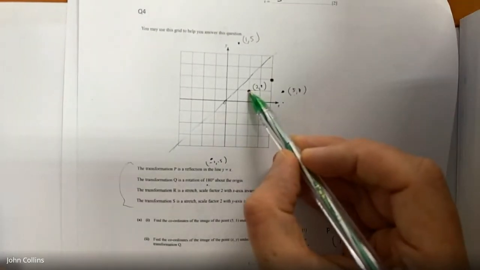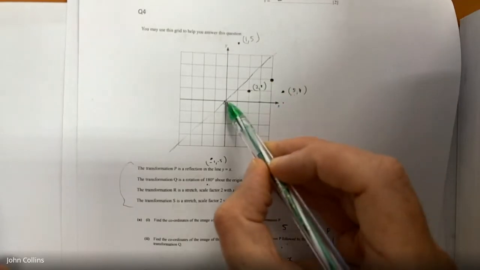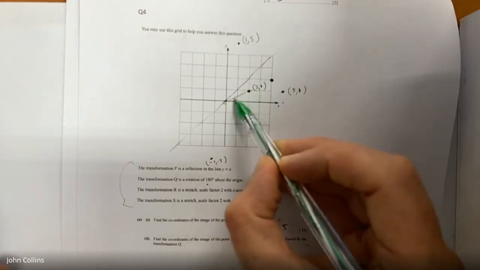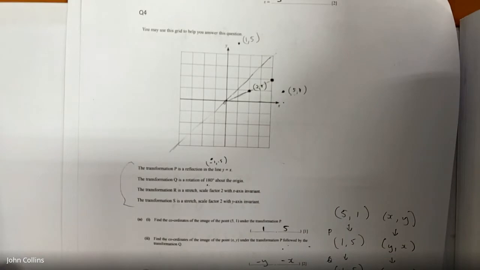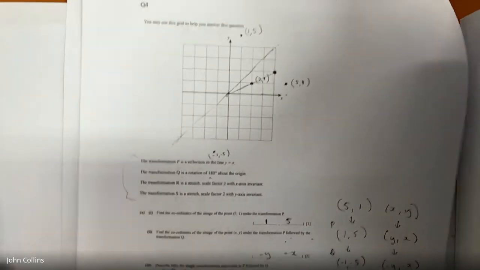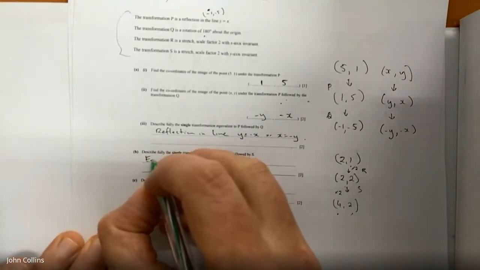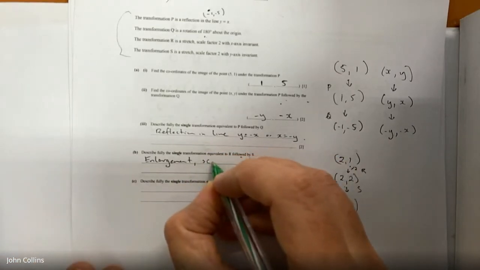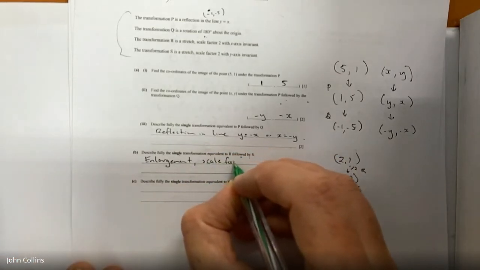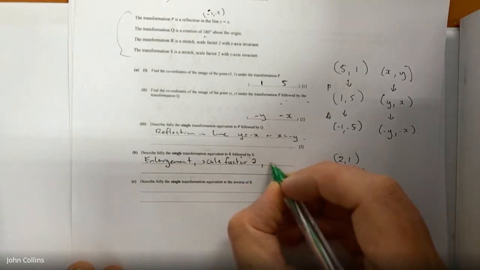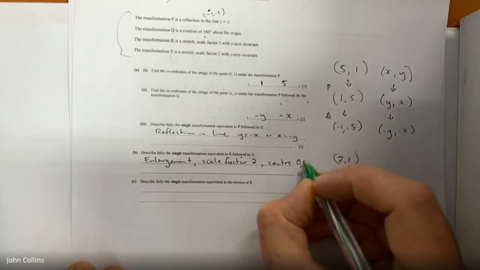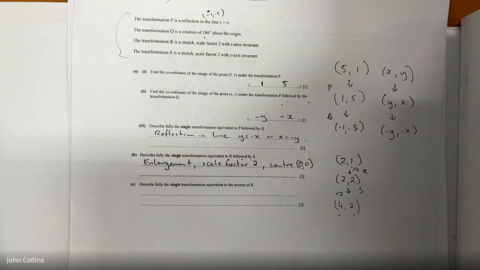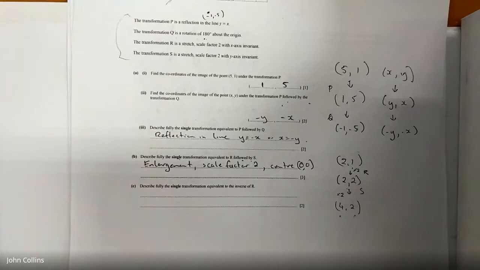So look at our example here. It's twice as far from this point. That point has been moved twice as far. That's just a scale factor. So it's an enlargement. You'd start off with saying enlargement, then scale factor 2, center 0, 0, or center the origin. For enlargement, you have to say the center. You can't just say it in general if it's on a diagram.